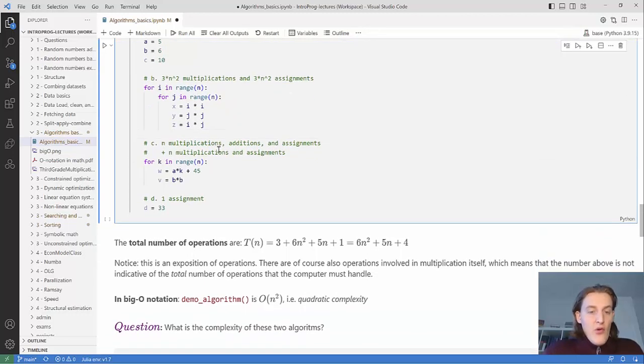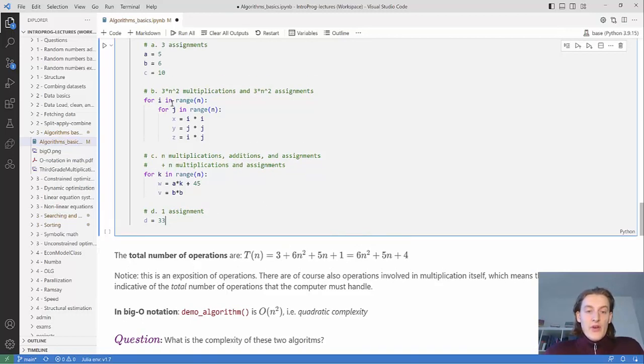After that, it does another loop just over n. So you can see here it has first n. And the first line has n multiplications, n additions, and n assignments, and the second line just has n assignments and n multiplications, and then it has one more assignment at the end. So the total number of operations will be the first 6 times n to the power of 2, then the 5 times n operations, and then the 1 assignment down here.